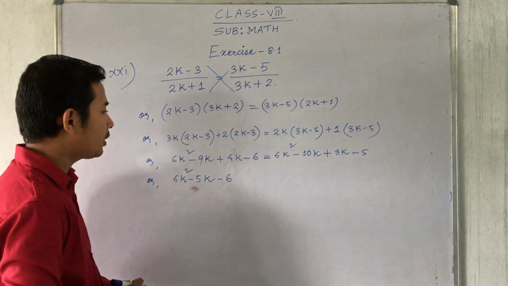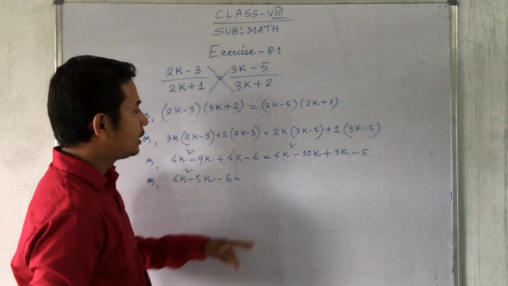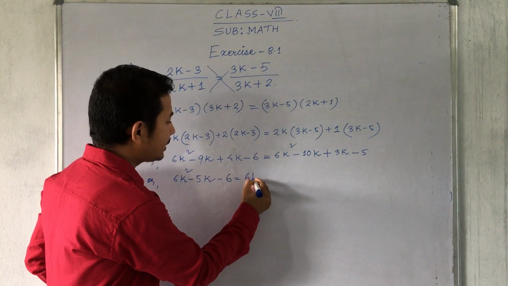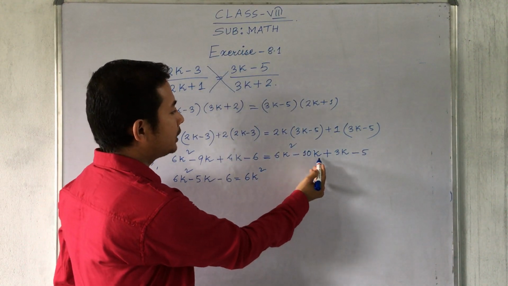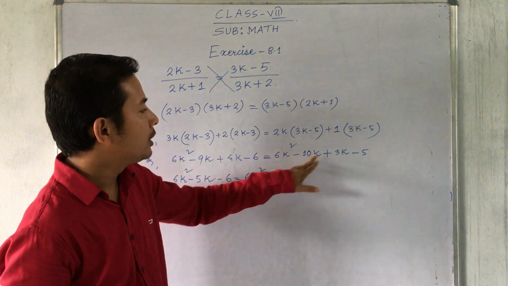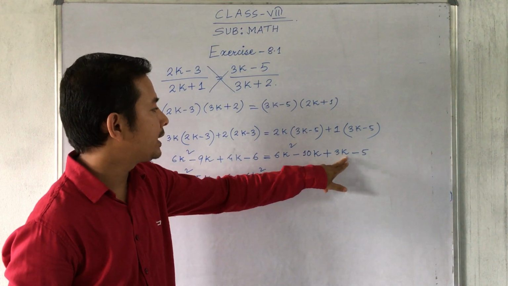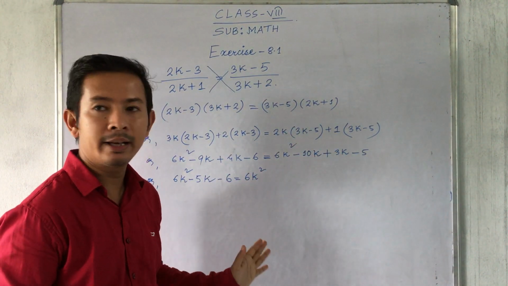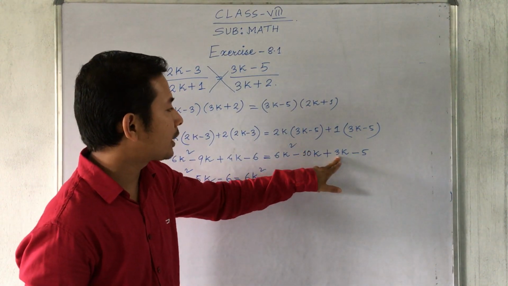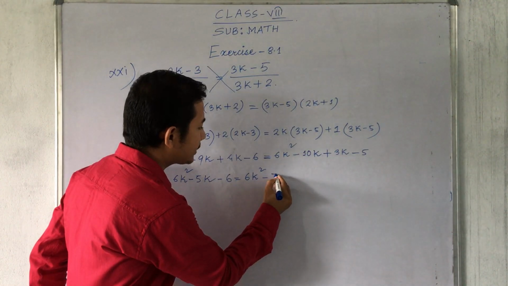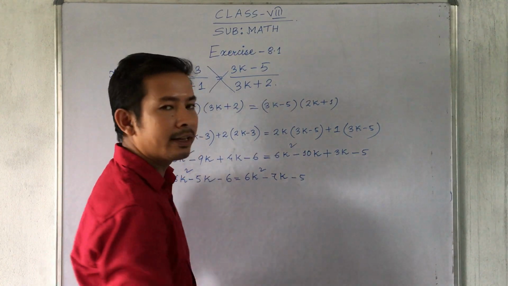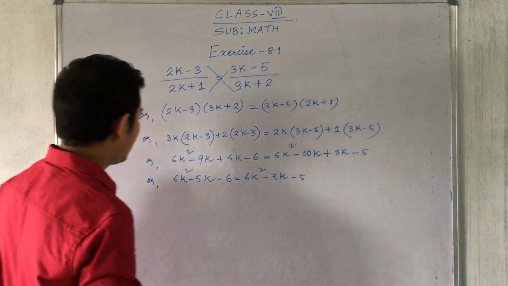Understood? After that, in the right hand side, there is 6k square. Is there any k square? No. So write 6k square as it is. Now see here, there is 10k, but it is in negative form, and 3k is in positive form. As you know, negative and positive, if you multiply, it will be negative. So plus minus. If you subtract 3k from 10k, it will be minus 7k. Understood? So minus 5 write as it is, because in the right hand side there is no other constant, isn't it? Okay.